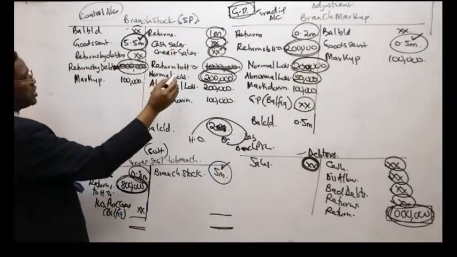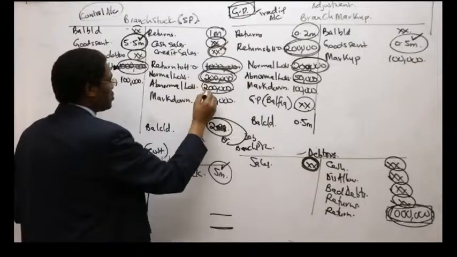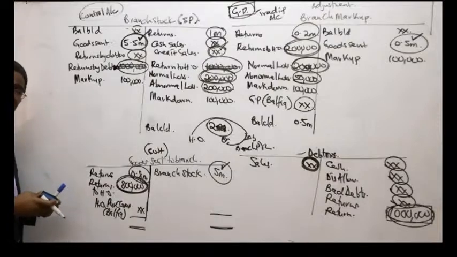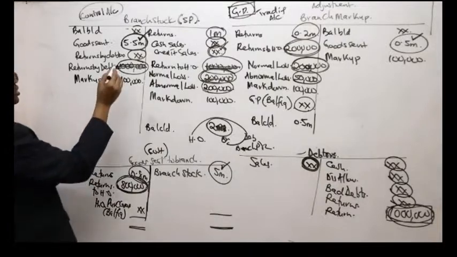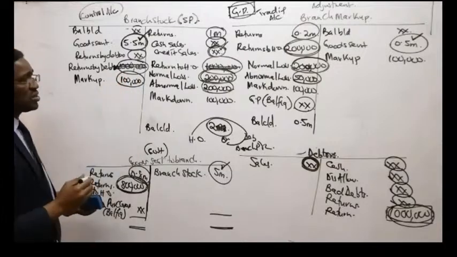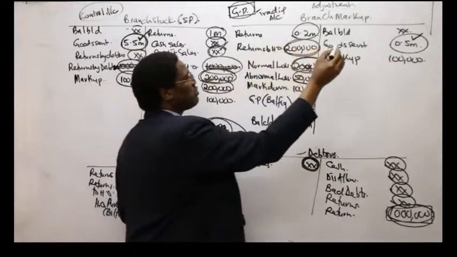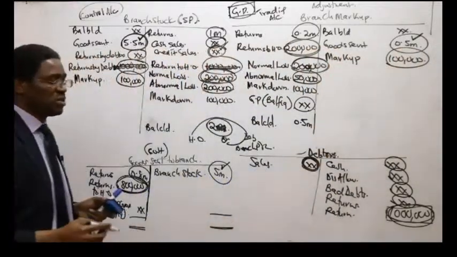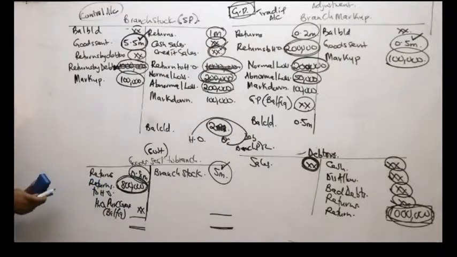Then you credit branch stock at selling price. That was the entry for loss of stock. Then the other one was if there's a markdown in price or markup. If there's a markup in price, in other words, an increase in selling price, you debit branch stock with any increase in selling price, and you credit branch markup.